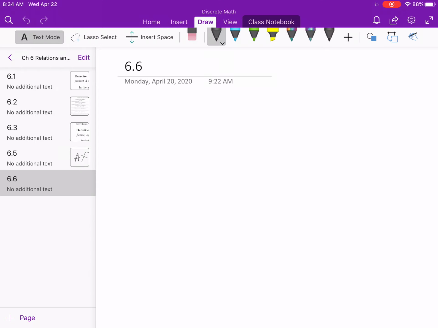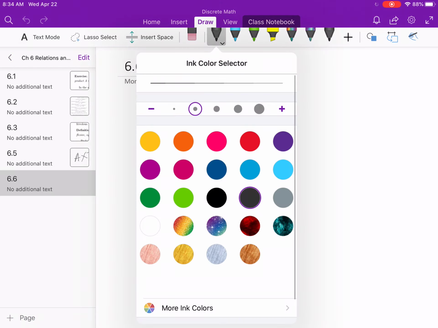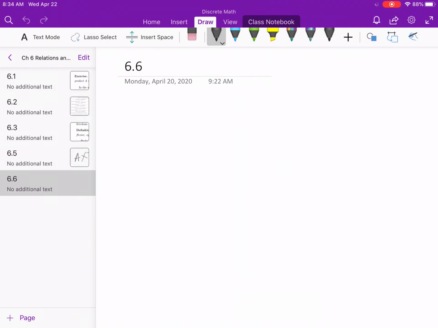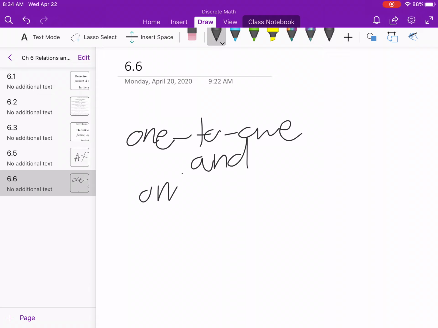something happens: we have functions that are injective and surjective. Basically, if a function is one-to-one and onto, we call the function a bijection.